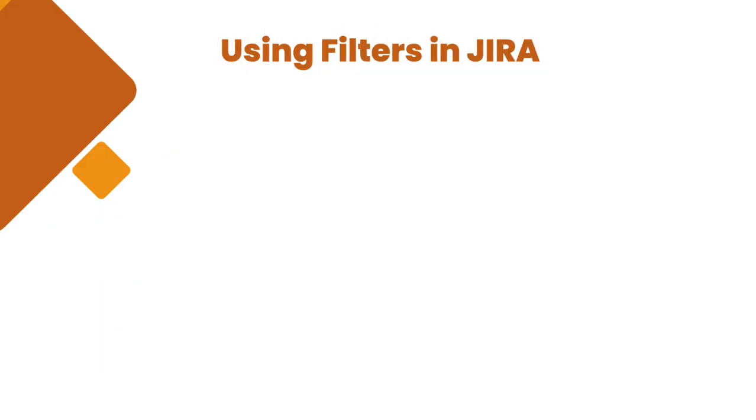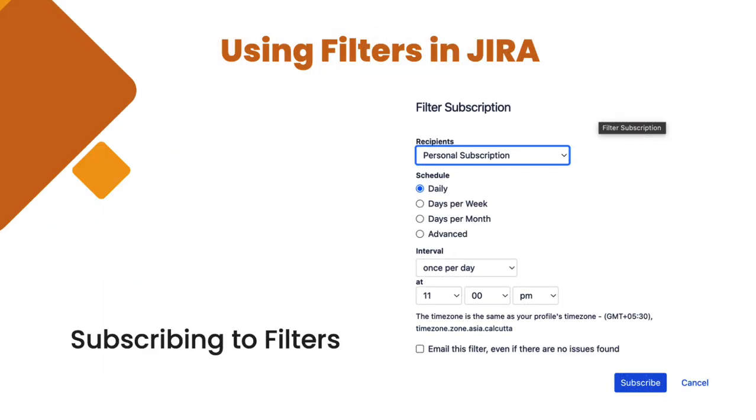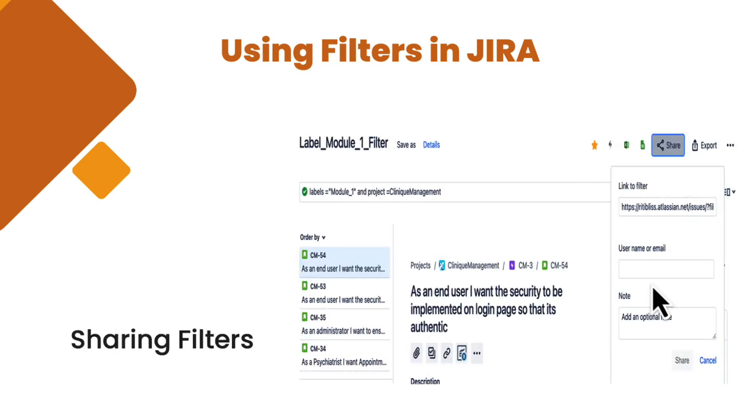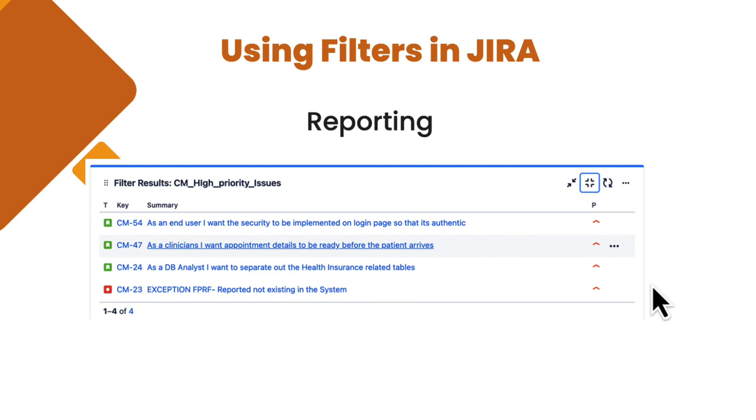We can also subscribe to filters. If someone wants to stay updated on filter results, then they can use the subscribe feature. That is, you can set the frequency at which you receive updates via email. If you subscribe to a filter, you will get a periodic mail with the result list of that particular filter. Sharing filters: we can share a filter with a specific user group or even make it public for all the Jira users in your organization. This makes it easier for others to use those filters as well.